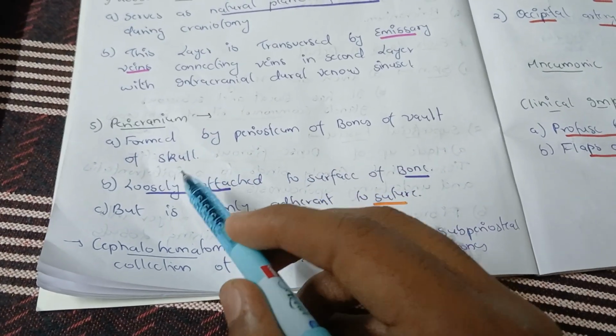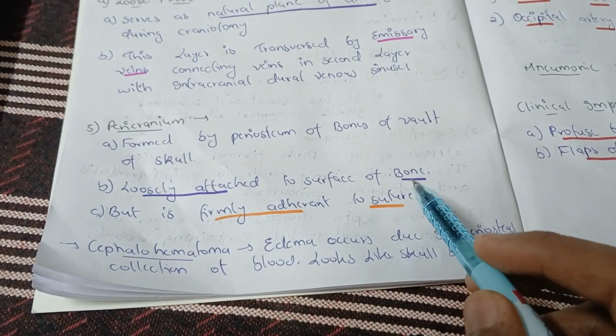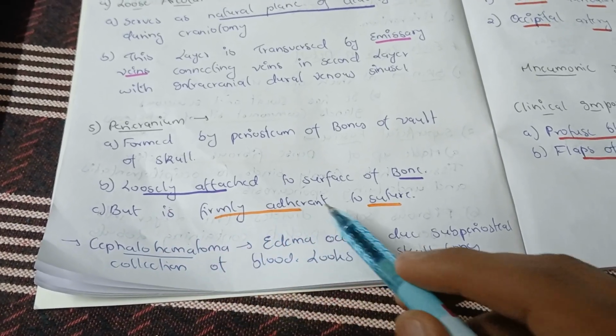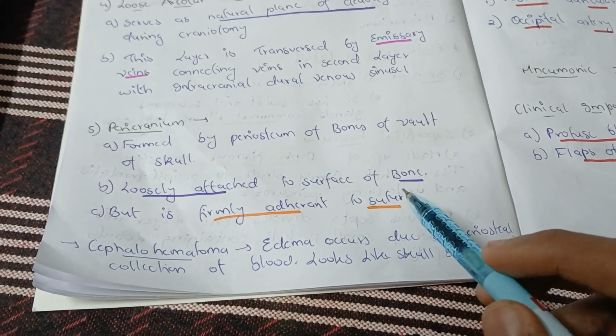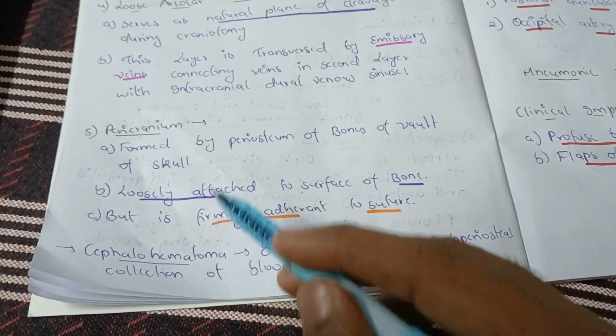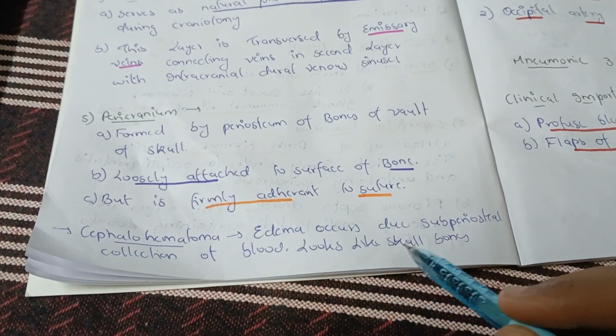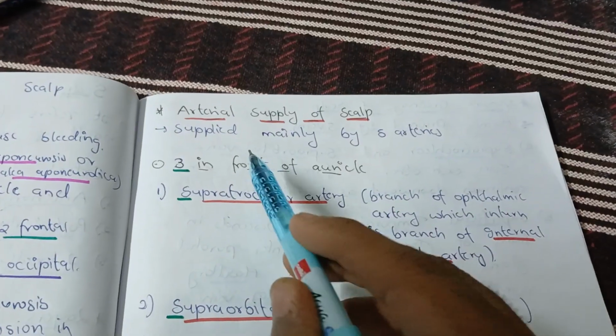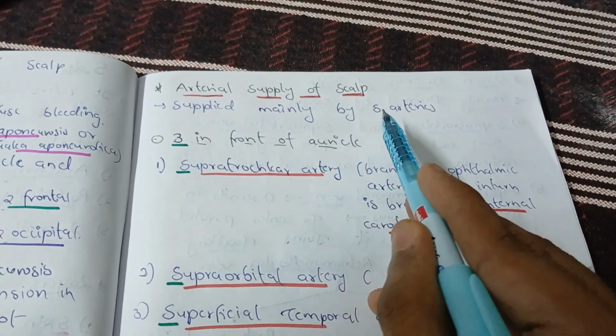As this pericranium is loosely attached to the surface of the bone, it will get completely filled by blood, but it is firmly attached to the suture. Because of this reason, the blood cannot travel outside of the suture. That is why it looks like the skull bone. This particular edema will resemble the skull bone. Now let's see the arterial supply of the scalp.